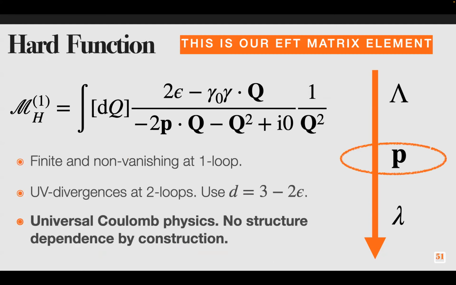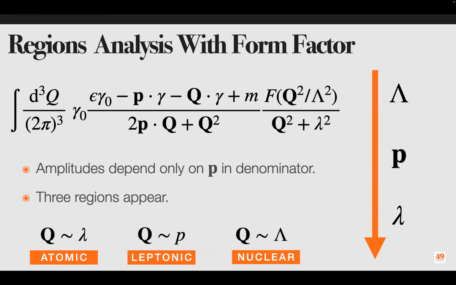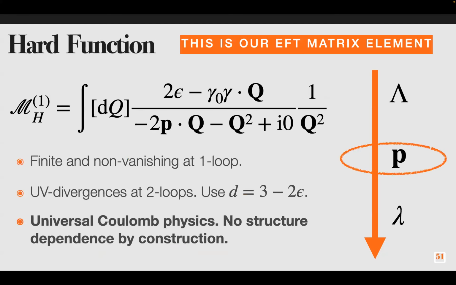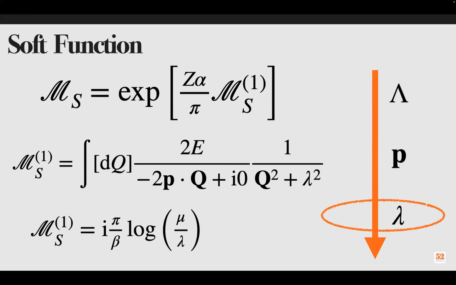So this scale, P, this is our EFT matrix element, where I don't have a photon mass and I have a point-like nucleus. Okay, so notice that in going from this slide to this slide, the form factor disappeared and the photon mass disappeared. They were just set to 0. Okay, the soft function down here, this is great. We actually know this to all orders in perturbation theory. This is a YFS result, basically.